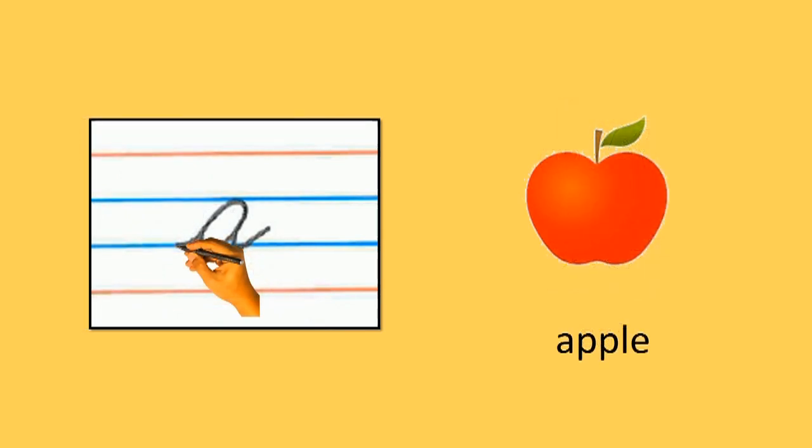Letter A. Start from the second blue line. Slant line up to the first blue line. Make a curve. Come back to the second blue line. Go up, come down and out. A, apple.